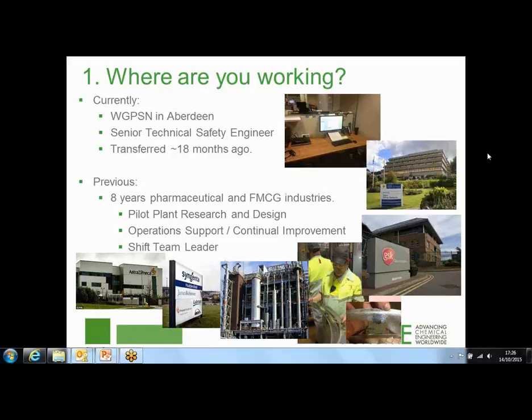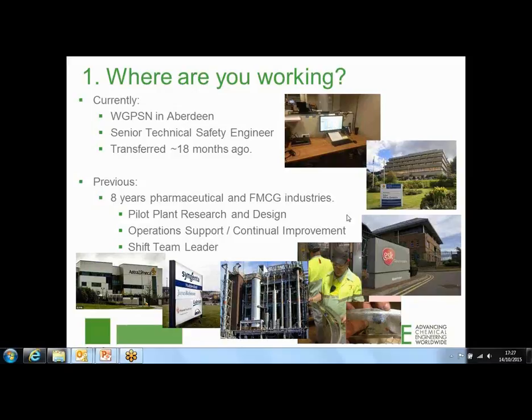So previous to that, I've been working around 8 years within the pharmaceutical and the FMCG industries. That's the fast-moving consumer good industries. I've been doing pilot plant research and design. I've been mostly working within operations, supporting process and continual improvements. And also I've spent some time on the shop floor as a shift team leader.